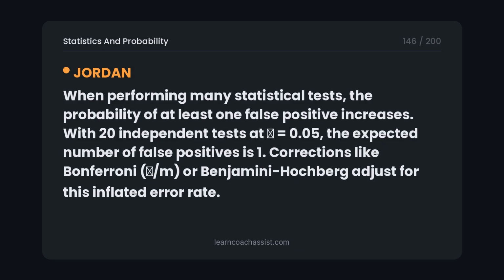What is the problem of multiple comparisons and how does it relate to p-values? When performing many statistical tests, the probability of at least one false positive increases. With 20 independent tests at alpha equals 0.05, the expected number of false positives is 1. Corrections like Bonferroni, alpha/m, or Benjamini-Hochberg adjust for this inflated error rate.